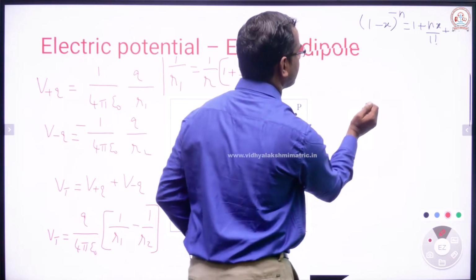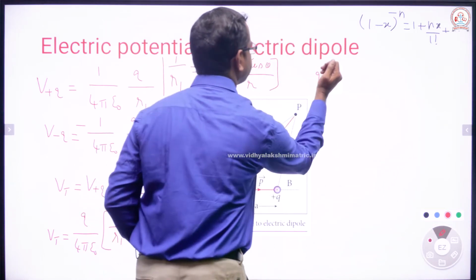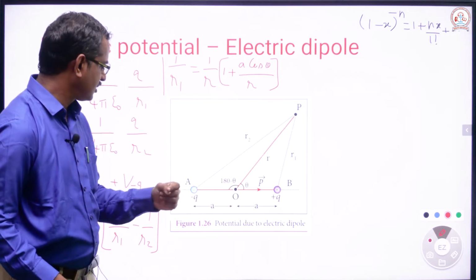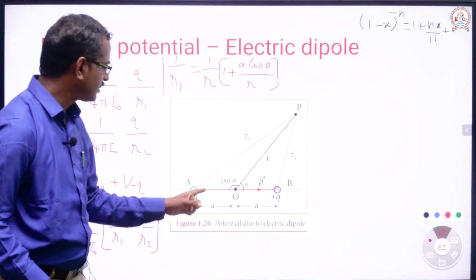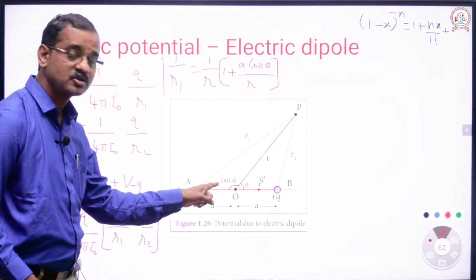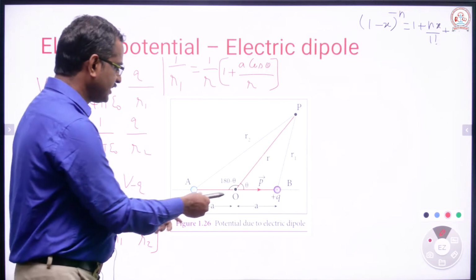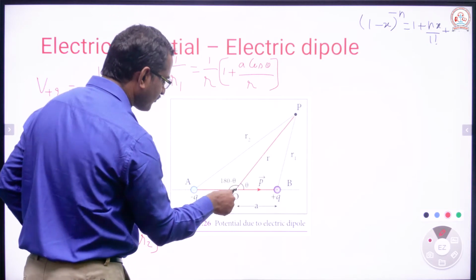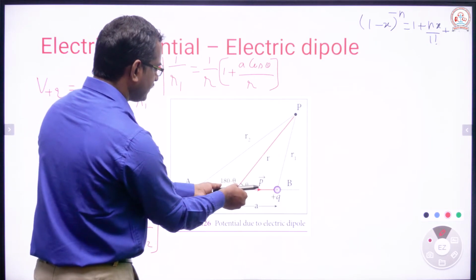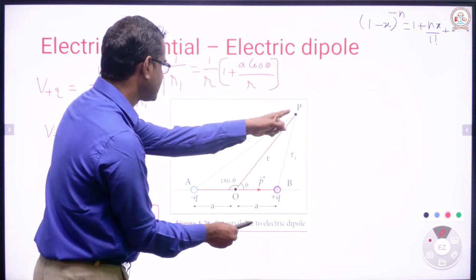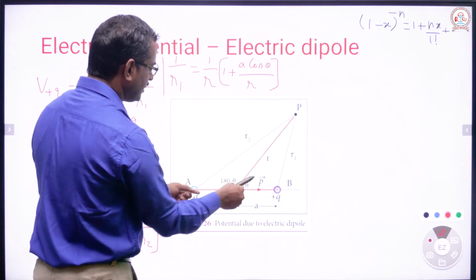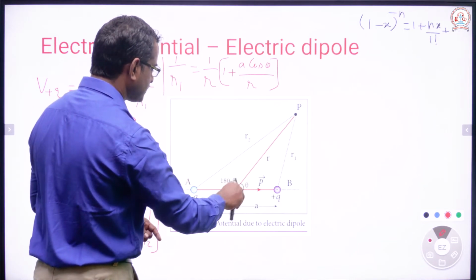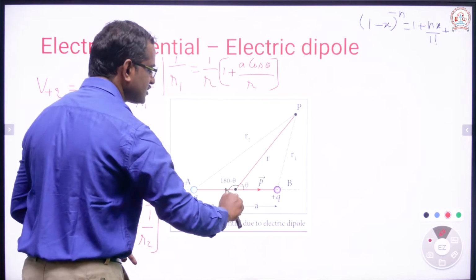We have to find out the value for 1 by r2 and substitute here. Apply cosine's law here: r2 square is equal to a square plus r square minus 2ar cos(180 minus theta), because it is a straight line, isn't it? We are considering the point P at a distance r from the center of the electric dipole, and if the line joining the point P to the center of the electric dipole makes an angle theta with the electric dipole along the x-axis, then obviously this is going to be 180 minus theta, as the total angle is 180.